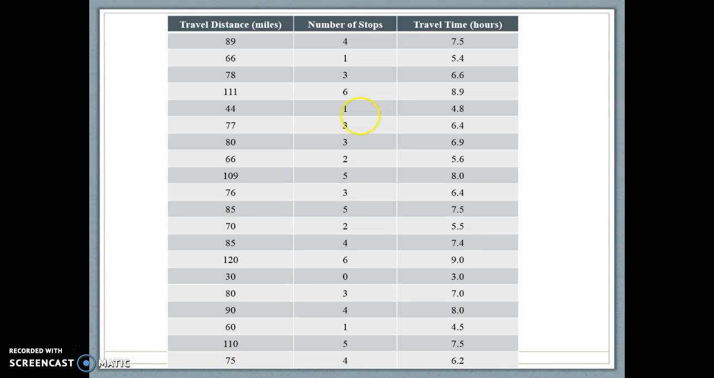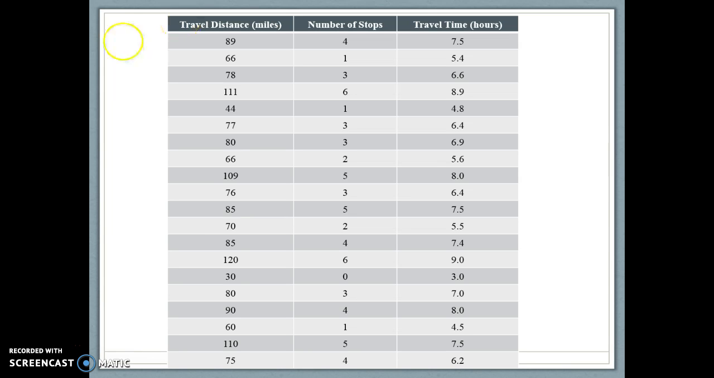Okay, so the dependent variable is the travel distance. That's what we're concerned with, and that unit is miles. And then we have the number of stops, and that is just the frequency. It's a number. It doesn't have a unit in that sense. And then the travel time in hours. So those are our independent variables we're using to describe the dependent variable.